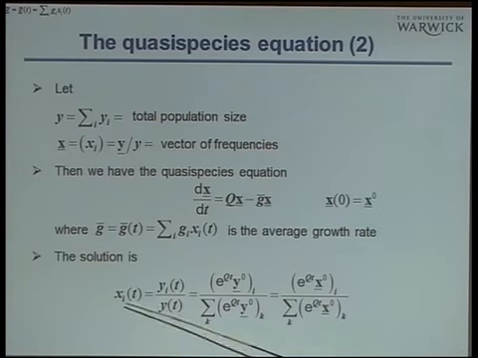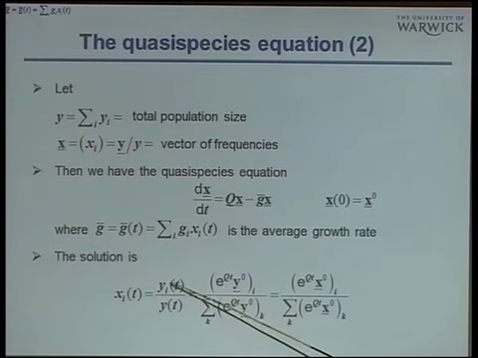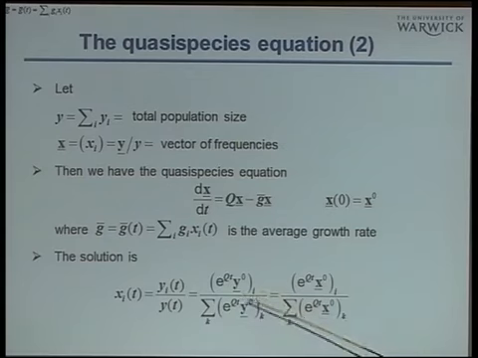And the solution, so the fraction of variants of strain I, is given by the total number of strain I divided by the total number of strains. And if I plug in the solution from the unbounded growth, I get this result here.